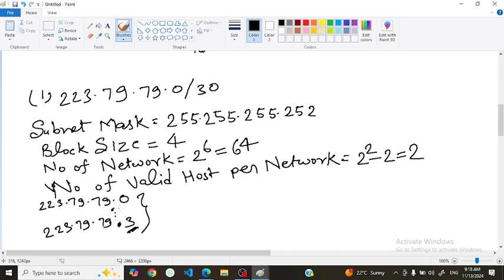The remaining ones, 1 and 2, will be the valid hosts. A network always has its network ID and broadcast ID, and valid hosts. Are you getting my points? I thought we should stop at 2. No, we will have to stop only on the broadcast ID. Okay. So what will be the next?